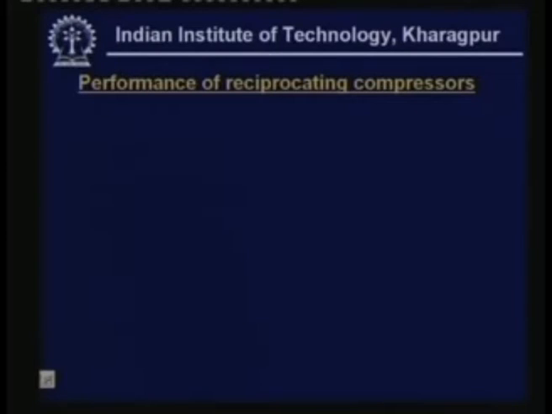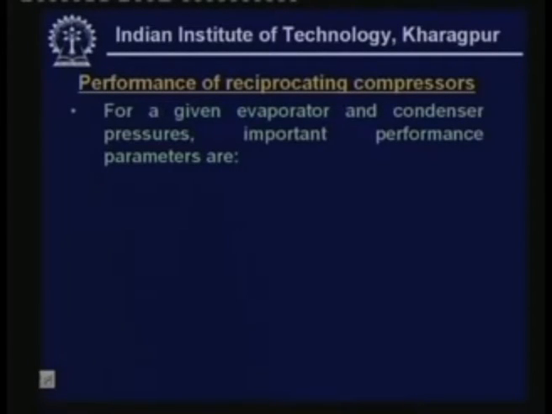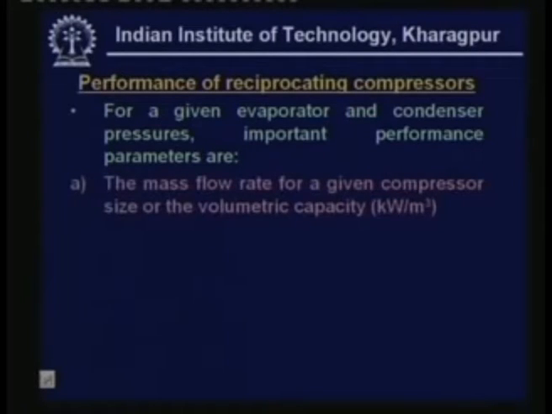Now let us look at the performance of reciprocating compressors. For given evaporator and condenser pressures, important performance parameters of any refrigerant compressor are: the first one is the mass flow rate for a given compressor size, or the volumetric capacity. That means what is the refrigeration capacity per meter cube of the compressor size. This is the first important performance parameter.